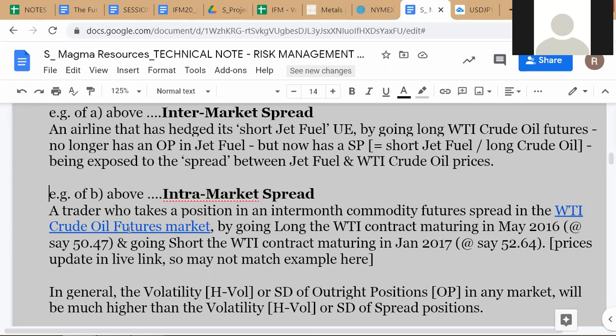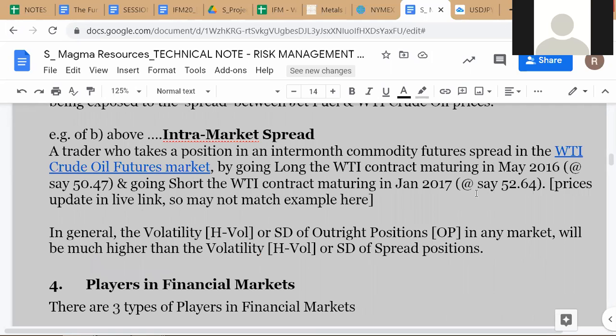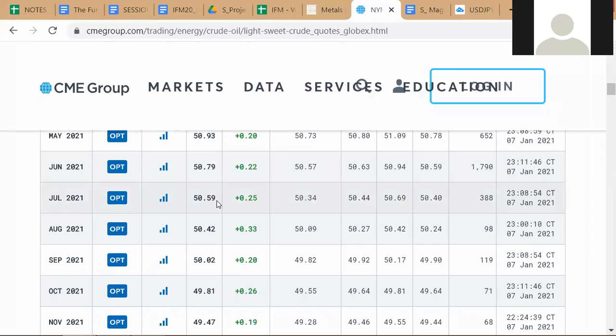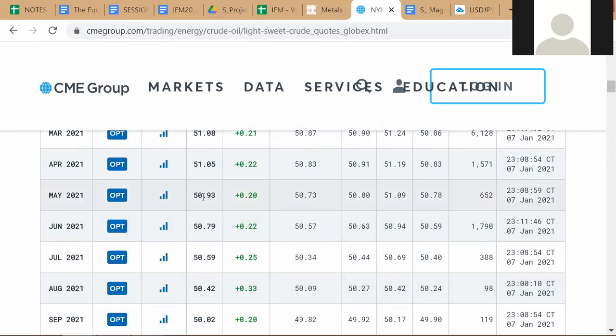This I already discussed with you, right? That you go long one month and you go short July, long October, or long May, short August, whatever, based on your view. So what you're doing is taking a position based on your view, or you have some trade commitments and you find that it's easy to hedge with a spread position based on the exposure that you have in the business. But you can also trade these spreads speculatively.